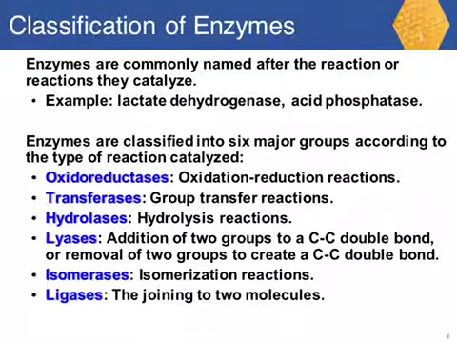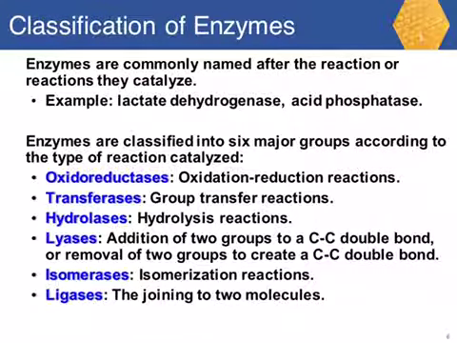So enzymes are classified into 6 major groups. We have oxidoreductases, which work in oxidation reduction reactions. We have transferases, so group transfer reactions. Hydrolases, which are probably the ones we've talked about the most, hydrolysis reactions.